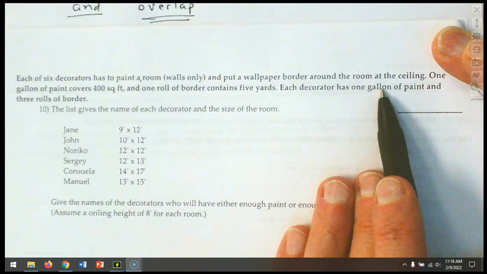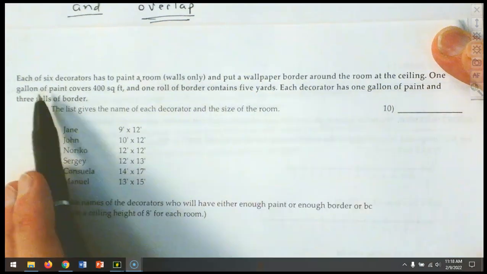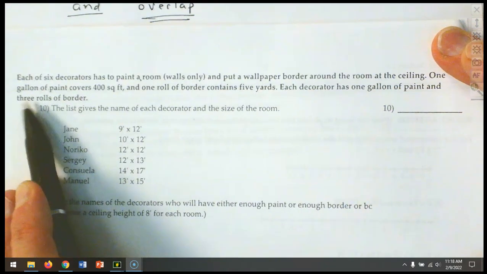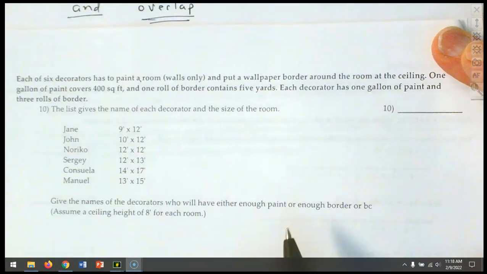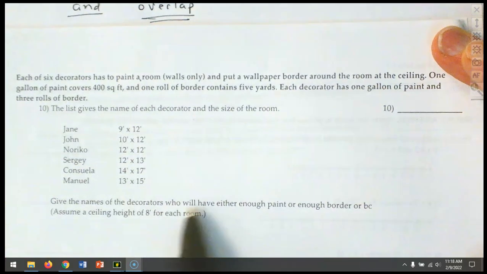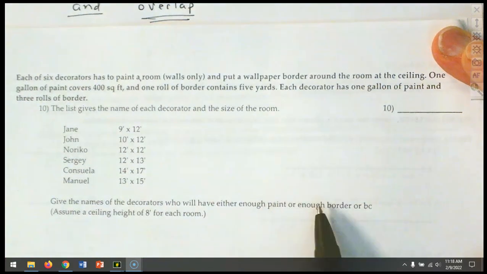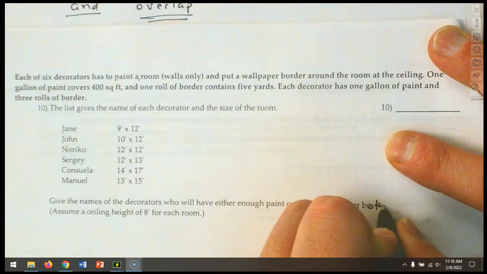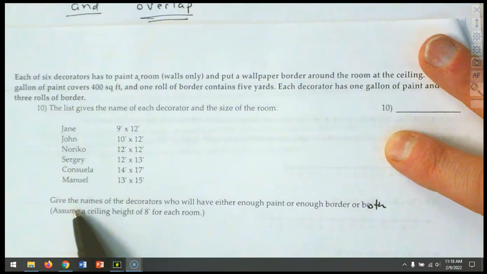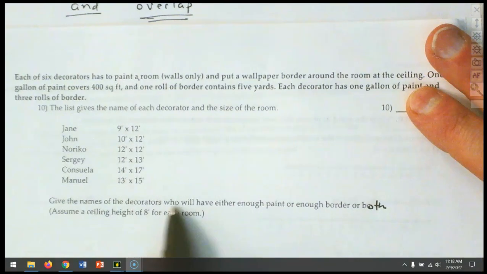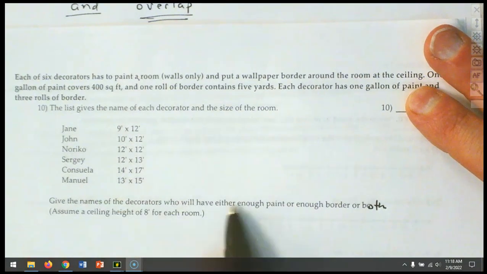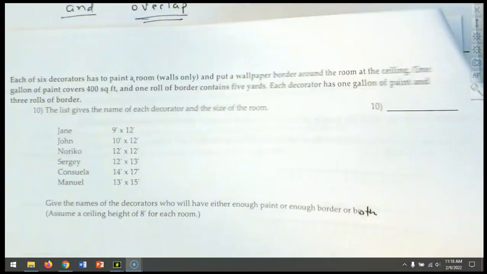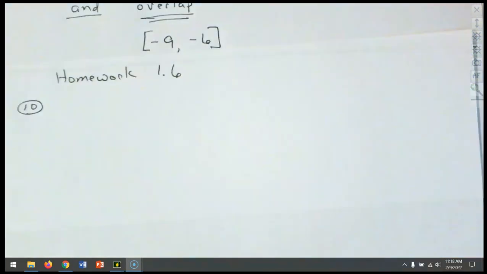Each decorator has 1 gallon of paint and 3 rolls of border. Here are the decorators, and we want to determine who has enough paint or the border or both. So we want to know which one of the decorators listed here can either do the paint, the border, or both. Now let's think about how we set these up.